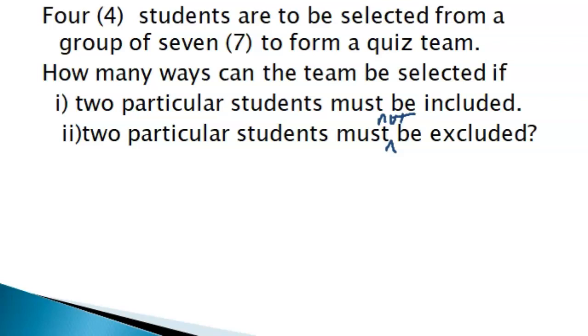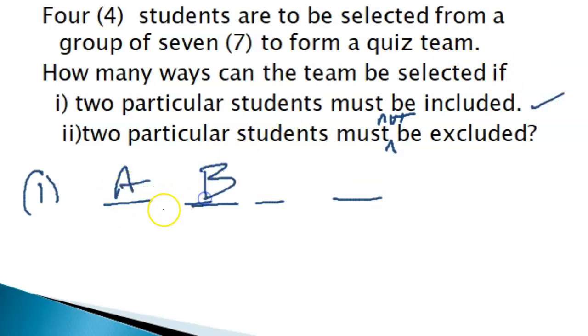So you have 7 students. Let's do part 1 together. The quiz team must have 4 persons. Now if 2 students must be selected, let's say we have student A and student B to be selected. So we have 7 students, and student A and student B are definitely part of the team. Then we are left with 5 students to select 2 from to get the other 2 remaining members.